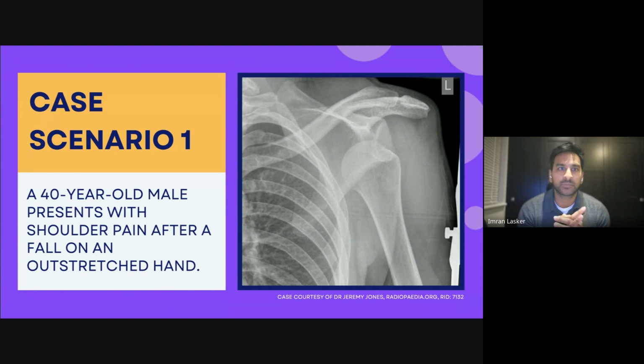Okay, so if we look at this one, it's the same patient we saw a bit earlier. A 40-year-old male presented with shoulder pain after a fall on an outstretched hand.